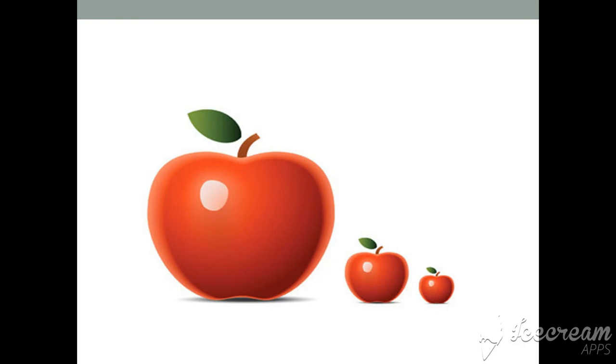There are three apples you can see here. One is big, bigger and biggest.